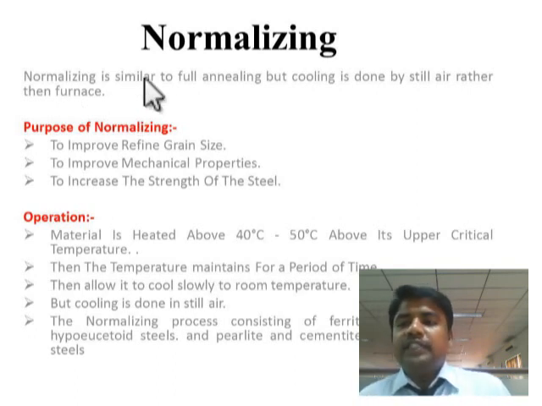Here normalizing is similar to full annealing, but cooling is done by chill air rather than in the furnace. What is the purpose of normalizing? To refine the grain size, improve the mechanical properties, and improve the strength of the steel. Here the material is heated 40 to 50 degrees Celsius above the upper critical temperature. The temperature is maintained for a period of an hour. I will show this slide in detail.